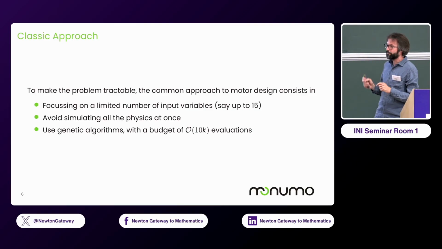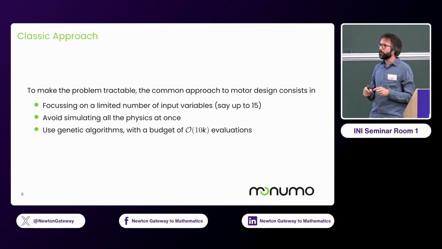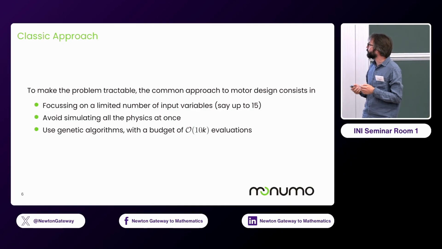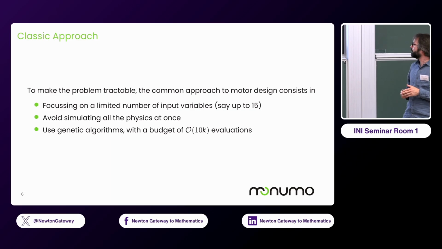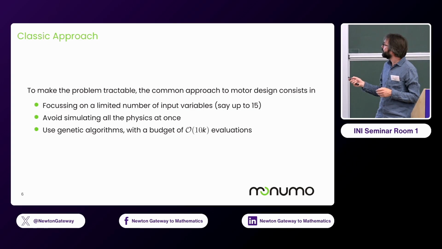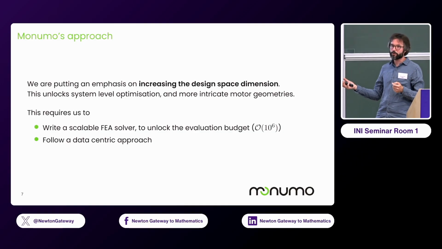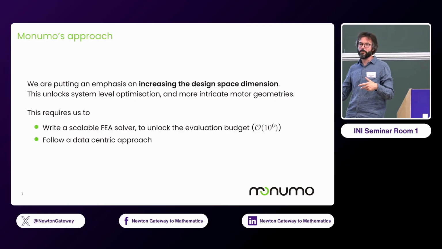They try not to simulate all the physics at once, so maybe they won't do mechanical simulations too much, but they will have some constraints about the minimal bridge thickness you have in the steel in your motor, because if it's too thin, you're going to have more stress in there. And the state of the art is to use genetic algorithms like NSGA-II, with maybe a few tens of thousands, maybe 100,000 simulations. So what we're trying to do at Monumo is increase the dimension of the design space to do more system-level optimization, so optimize jointly the inverter and the motor. So maybe your motor will be a bit worse, but you will save on the inverter.